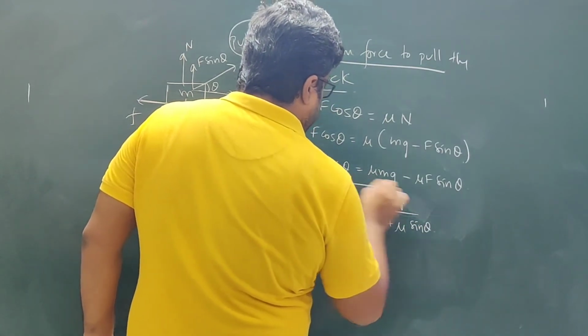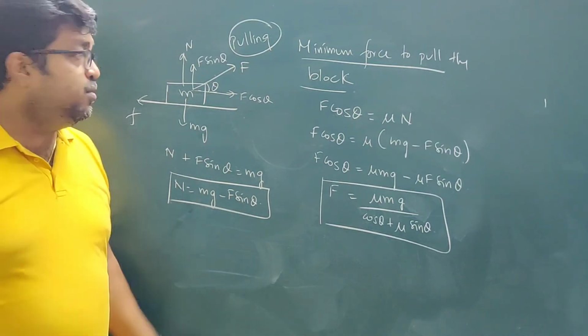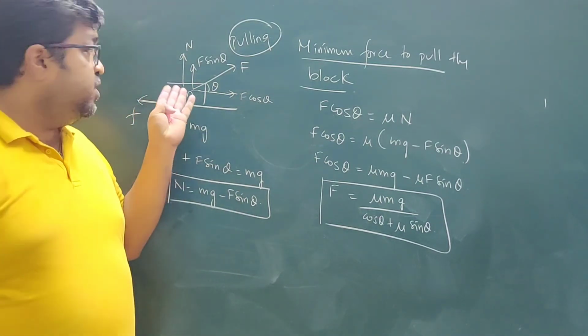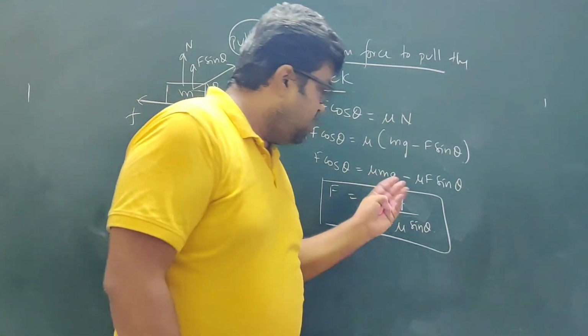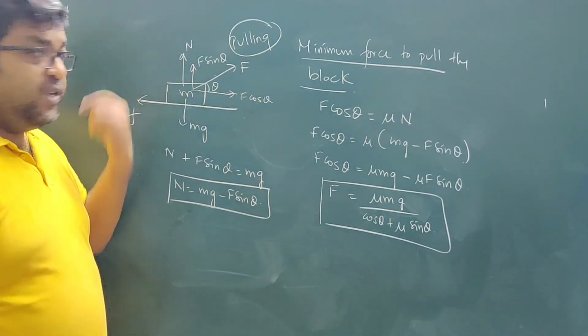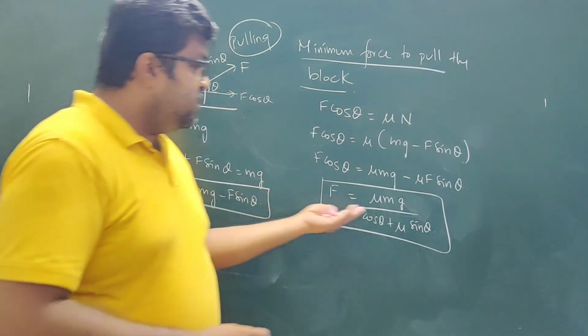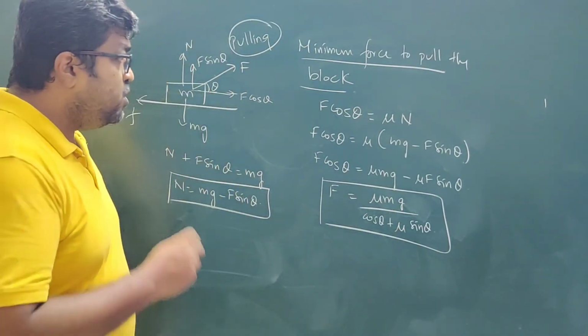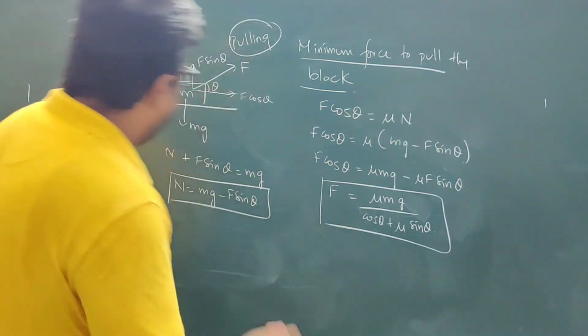As you can see, the value of this F changes with theta. Mu is constant for a given pair of this object and the surface. What we can change is theta. Mass is again constant because we have the fixed block. So this force changes with theta. So if force changes with theta, for minimum value of this force, what will be dF by d theta?